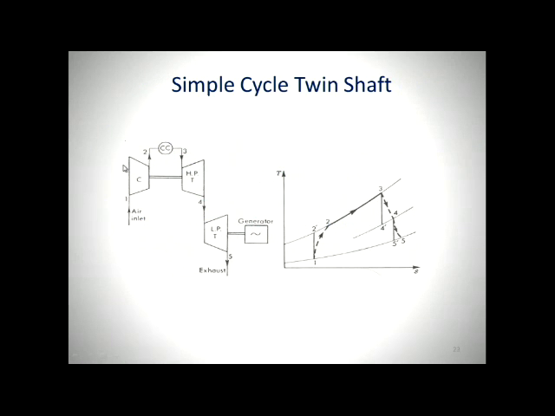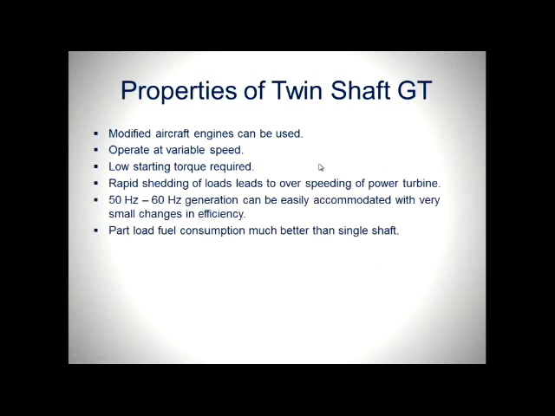Here we've got a twin shaft. Okay, so this time you've got a high pressure turbine driving the compressor and a low pressure turbine driving the generator. So here we are, you can see it on a TS diagram, we've got a two-stage expansion here. Okay, so what about properties of a twin shaft engine?